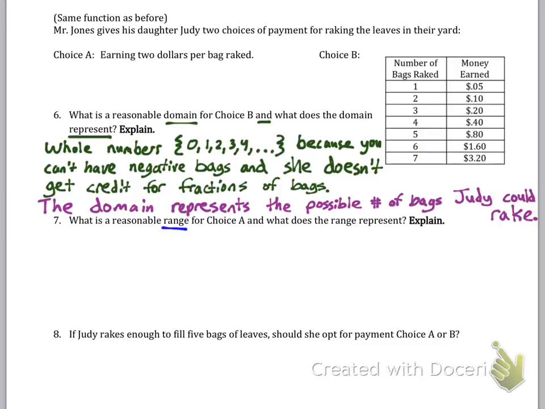For the next problem, I ask what is a reasonable range and what does the range represent? So again, we want to think about what does that represent. And this time it's for choice A.